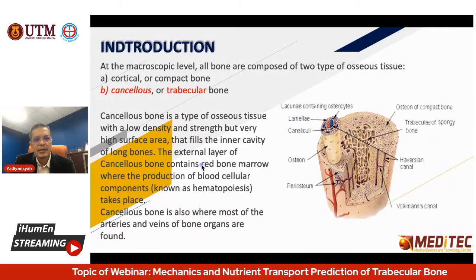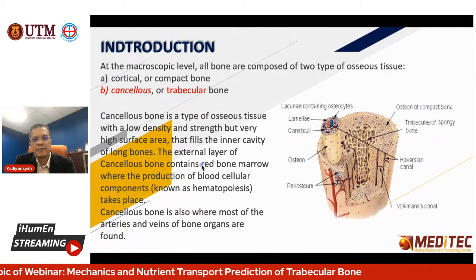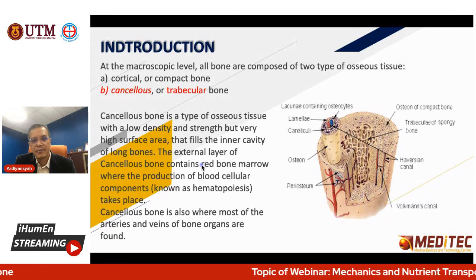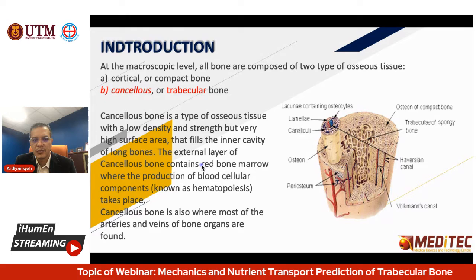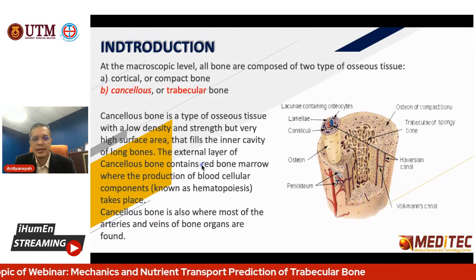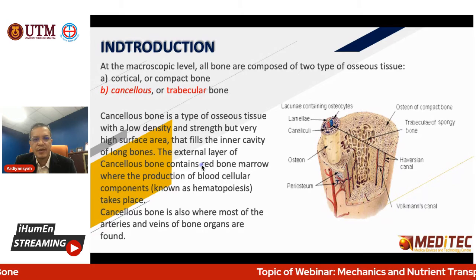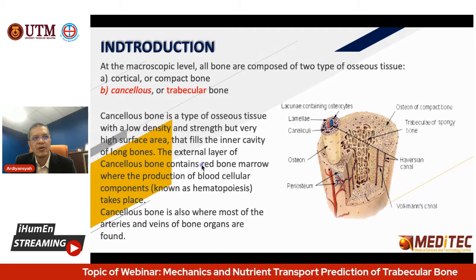At the microscopic level, all bone is composed of two types of osseous tissue. The first is cortical, or compact bone. The second is cancellous bone, or trabecular bone. Today we focus on the cancellous bone. Cancellous bone is a type of osseous tissue with low density and strength but very high surface area that fills the inner cavity of the long bone.